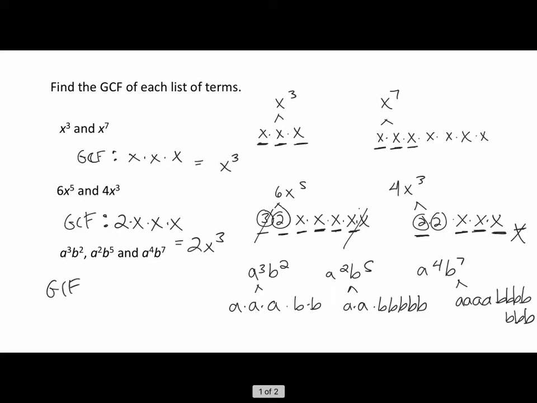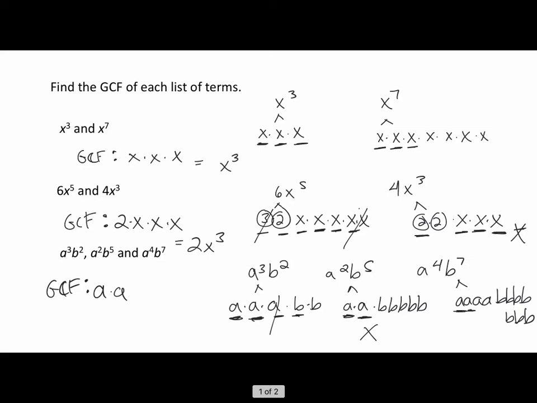So greatest common factor then for these 3 terms. Let's start with a. Is there an a in common for all? Yes. Another a? Yes. How about another a? Nope. So I'm going to stop that one.